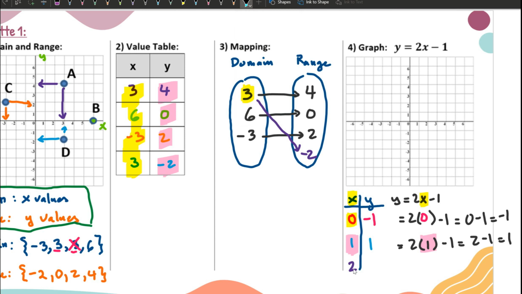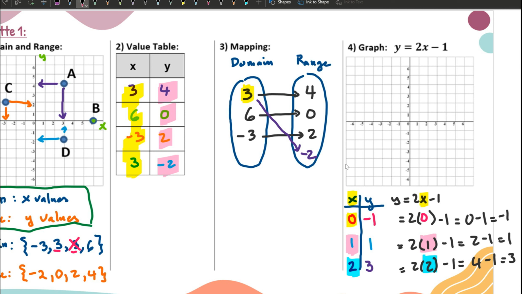Next one, your x value is 2, so your next value to plug in is 2. 2 times 2 minus 1. 2 times 2 is 4, minus 1, which is 3. So the next point is (2, 3).